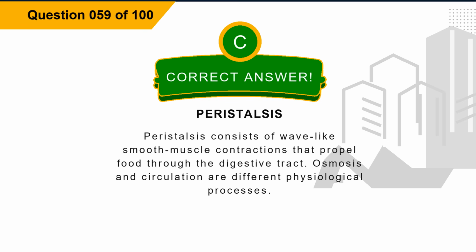Explanation. Peristalsis consists of wave-like smooth muscle contractions that propel food through the digestive tract. Osmosis and circulation are different physiological processes.